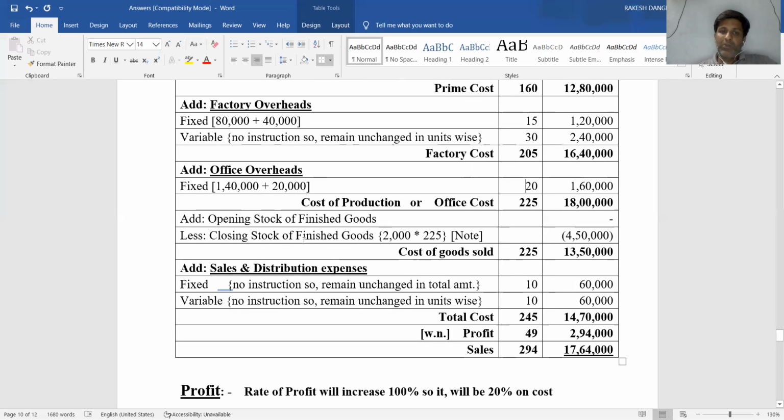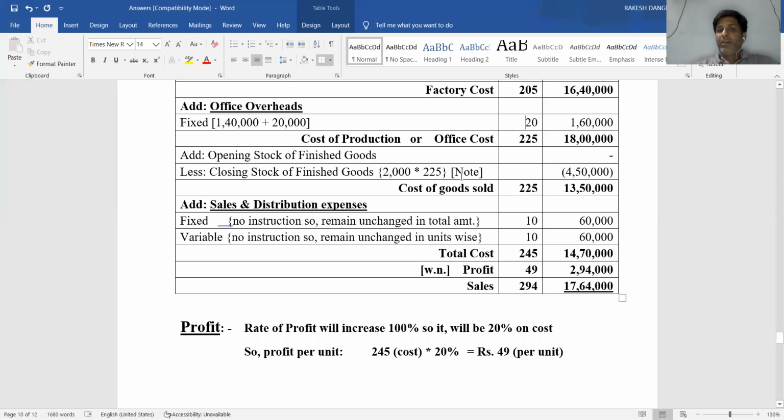So here closing stock of finished goods is 2,000 TV sets or units multiplied by 225. So 4,50,000 is the closing stock of finished goods in 2017, which will be deducted from office cost. So now office cost is rupees 13,50,000, per unit 225 remains unchanged.